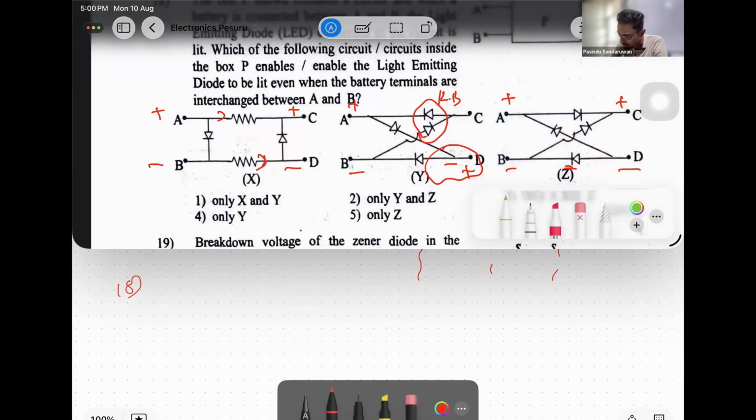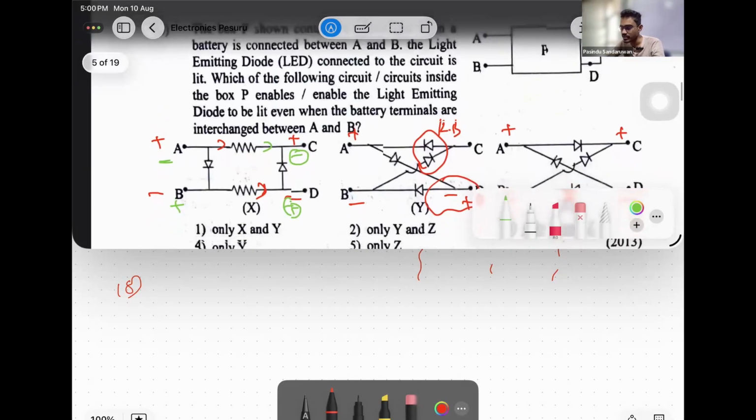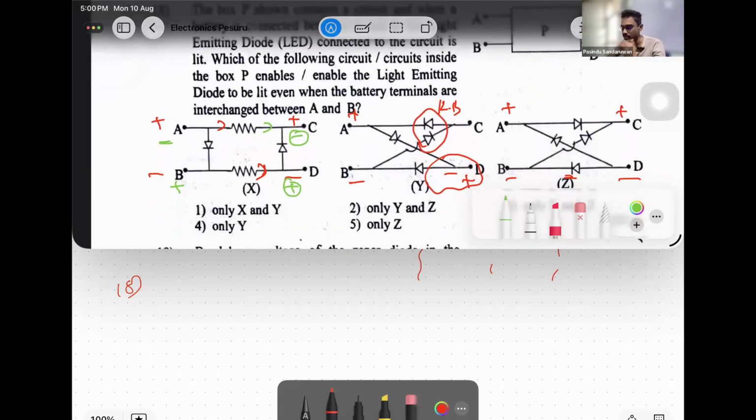Let me check if A is minus, right? No diodes are here, this becomes minus. If B is plus, no diodes are here, this becomes plus. Right? Now plus and minus changes, then this LED is not going to function. So this is not a suitable circuit.